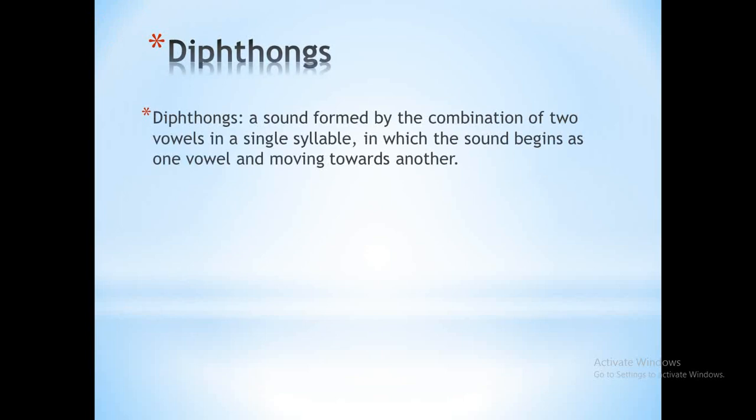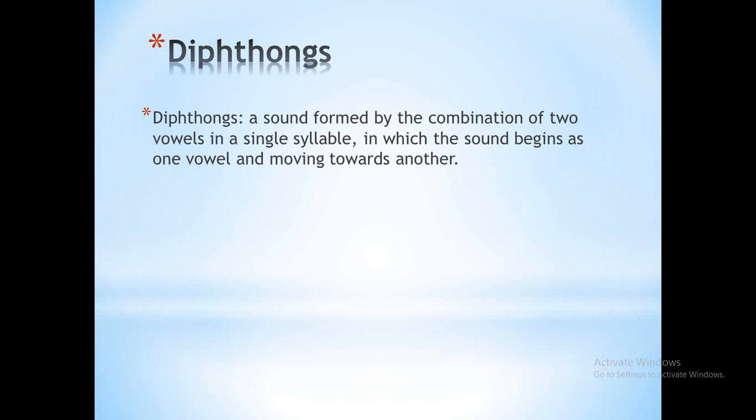Diphthongs are sounds formed by the combination of two vowels in a single syllable, in which the sound begins as one vowel and moves towards another. So when we pronounce diphthongs, we note that we pronounce two vowels together. We pronounce the first sound and then the second sound as if we slide it, and this is called a glide. A single vowel is known as a monophthong.